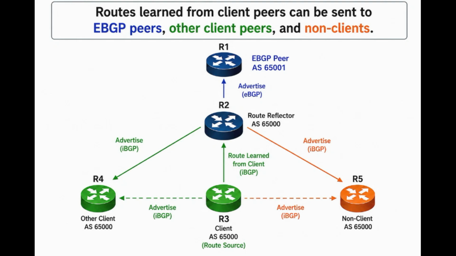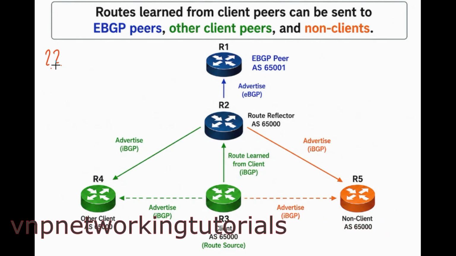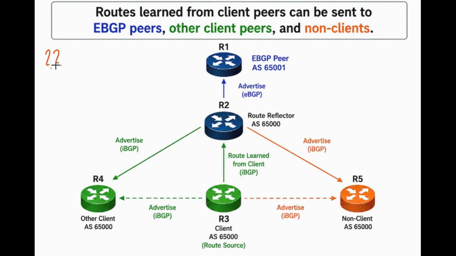Now we come to the most important part of route reflection. How does the route reflector decide where to send the routes? Let's understand this with the topology shown on the screen.